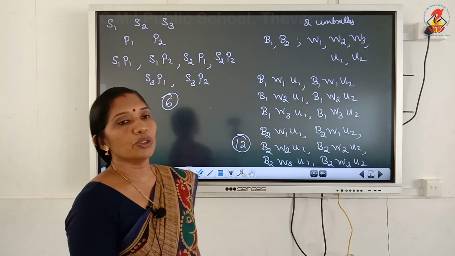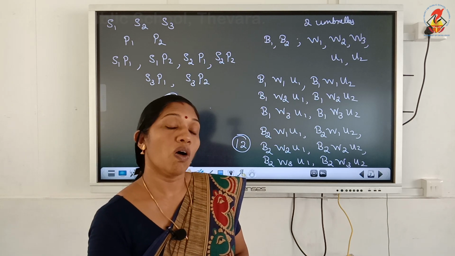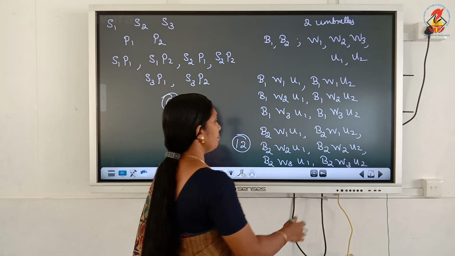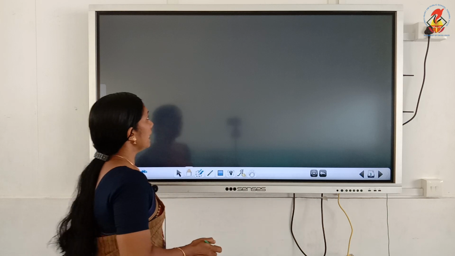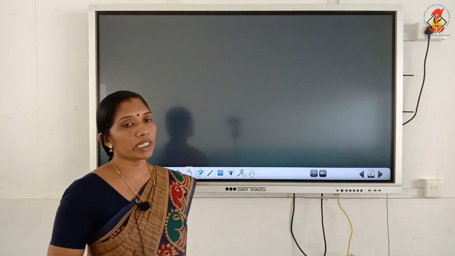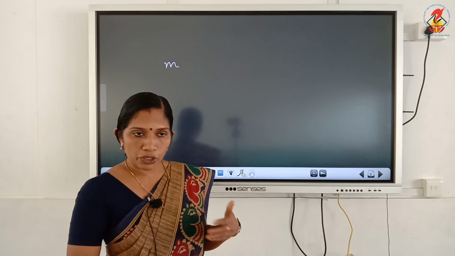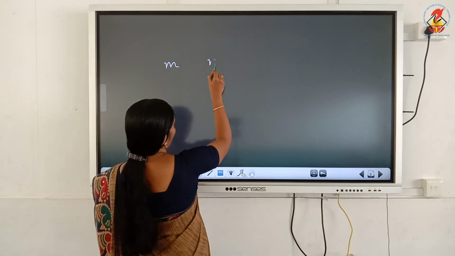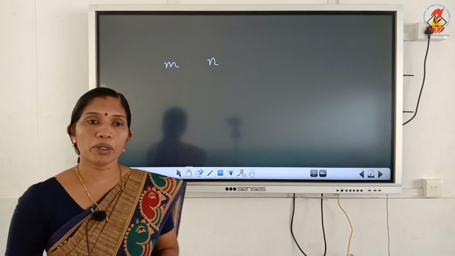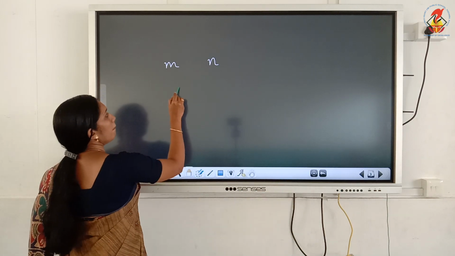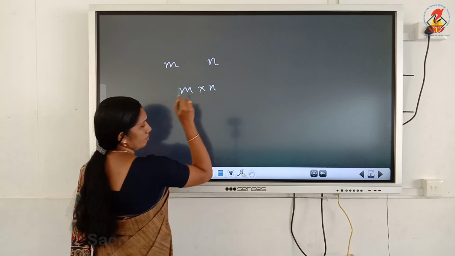So we have to use the multiplication principle or fundamental principle of counting. So what is that principle? The principle says that if an event occurs in m different ways, following which another event occurs in n different ways, then the total number of occurrences of the events in the given order is m into n.